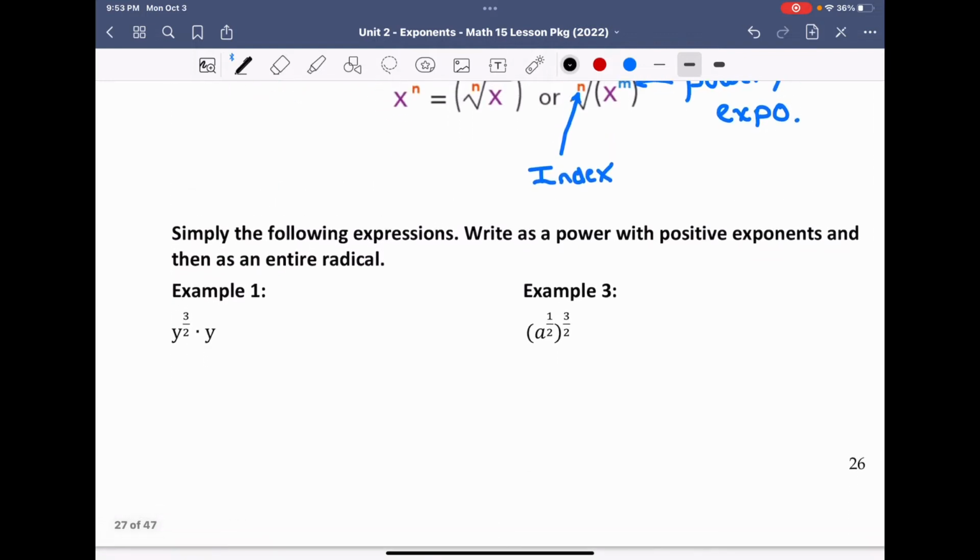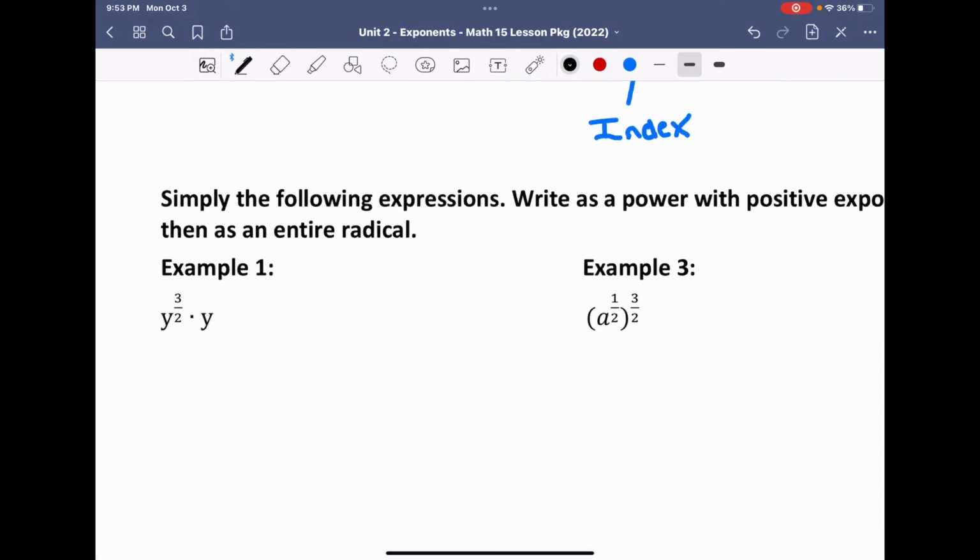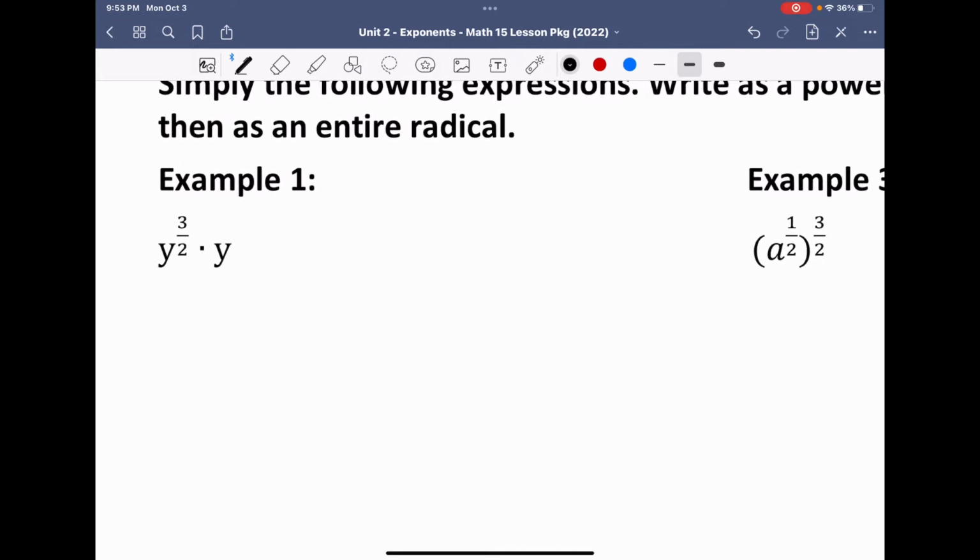They say simplify the following rational expressions. Write as a power with a positive exponent and then as an entire radical. So we want to first simplify these in terms of powers and then see if we can convert at the end. Now, if we're looking at example 1, I immediately go, well, if nothing is written in the power of this y, I'm going to write it as 1. So by product rule, we know we keep a common base, which in this case is y, and we add the exponents, so 3 over 2 plus 1.